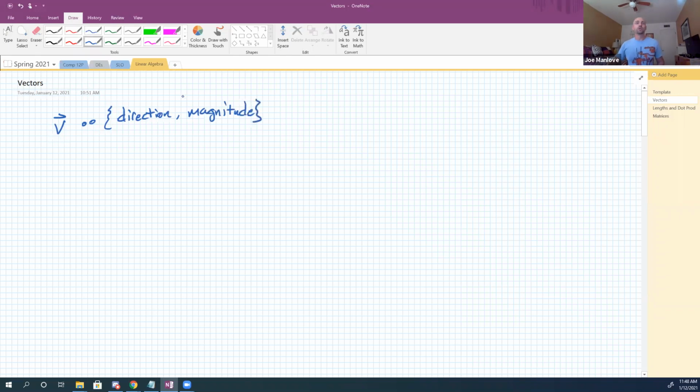Okay, so this is kind of the Calc 3 or physics thought about vectors, right? And in an example of a Calc 3 or physics style vector, I might have v is the vector 1, 2. Are you with me on that? Okay, so tell me about the direction and magnitude of the vector 1, 2.